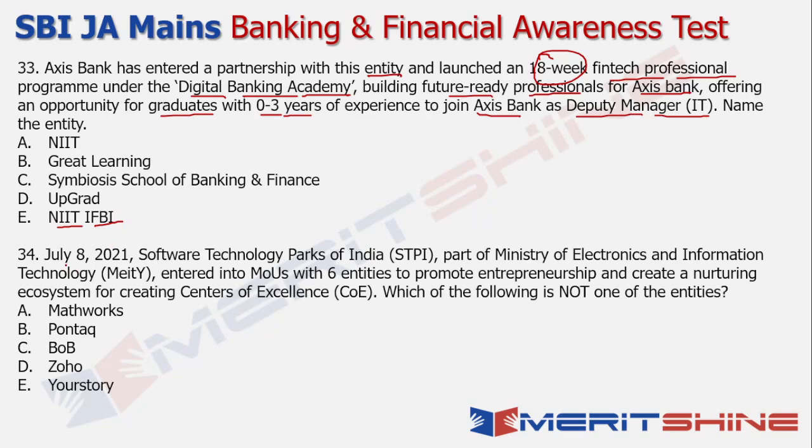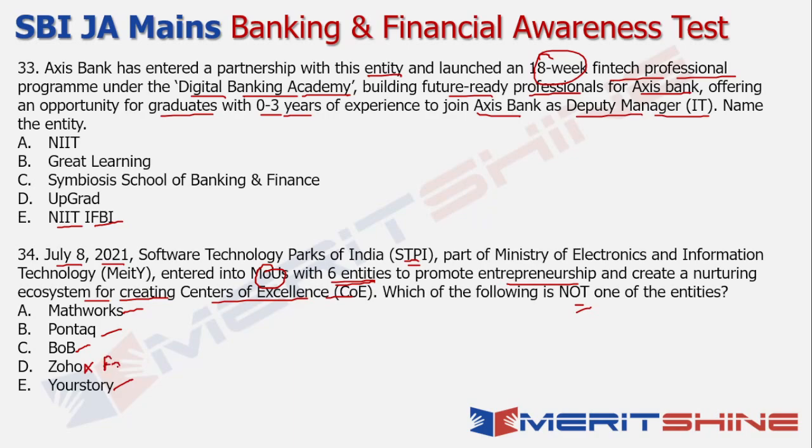Now, talking about the next question, which is on 8th of July 2021, your STPI, or your Software Technology Parks of India, which is part of the MeitY, which is the Ministry of Electronics and Information Technology, it basically entered into an MOU with 6 different entities in order to promote entrepreneurship and create a nurturing ecosystem so as to create centers of excellence. Now, which of these is not one of those entities? Now, talking about MathWorks, Pontac, BOB, YourStory, all of these are definitely the entities with which STPI actually signed a MOU. Zoho is not one of them, right?